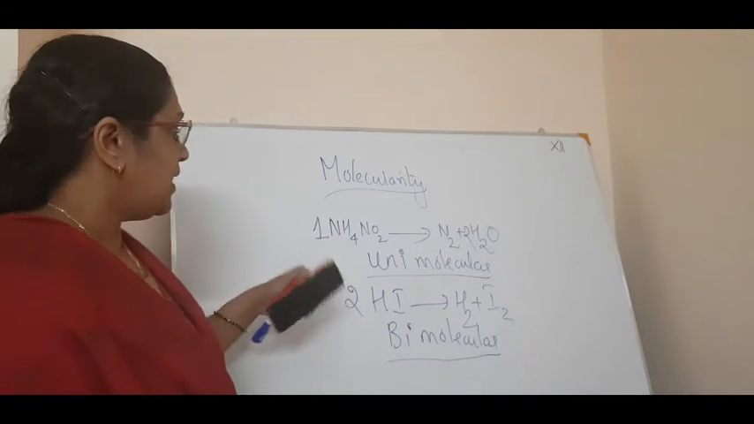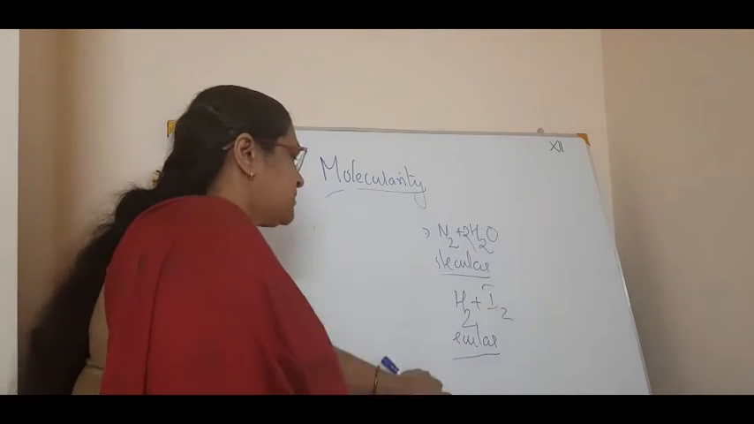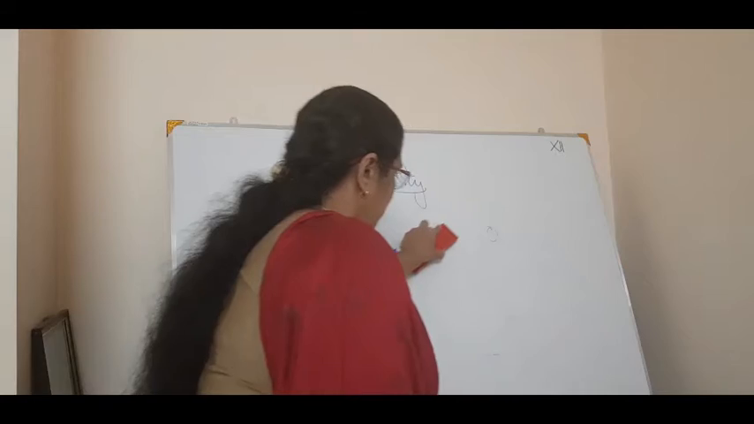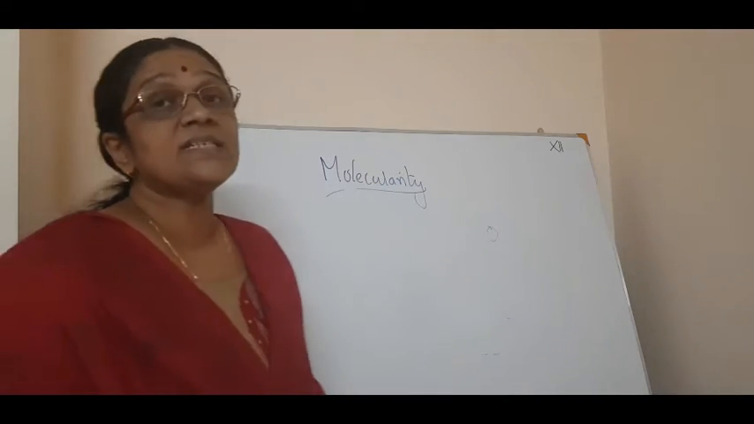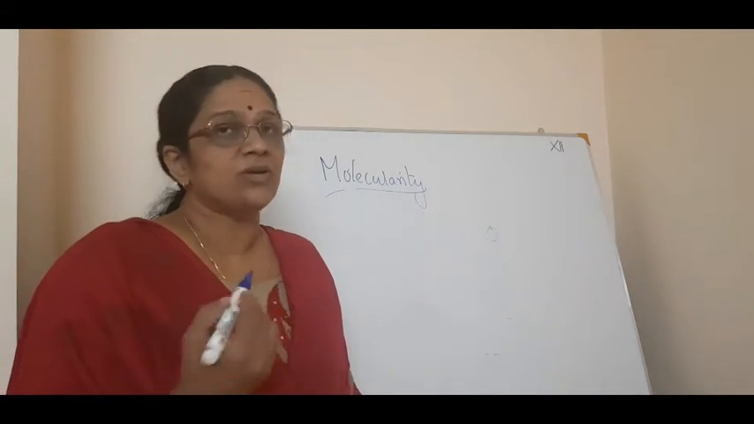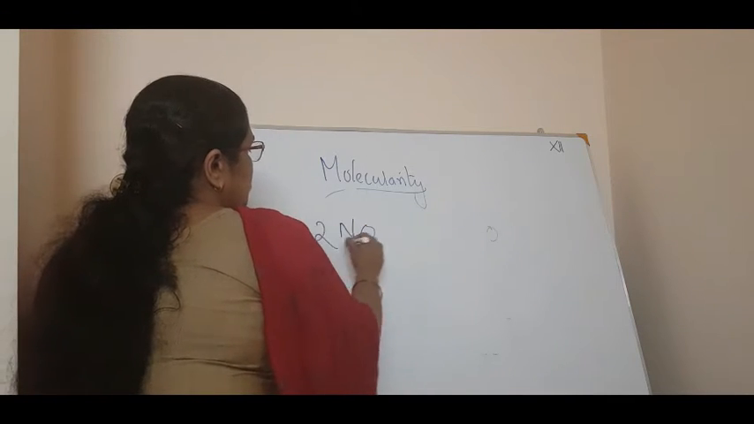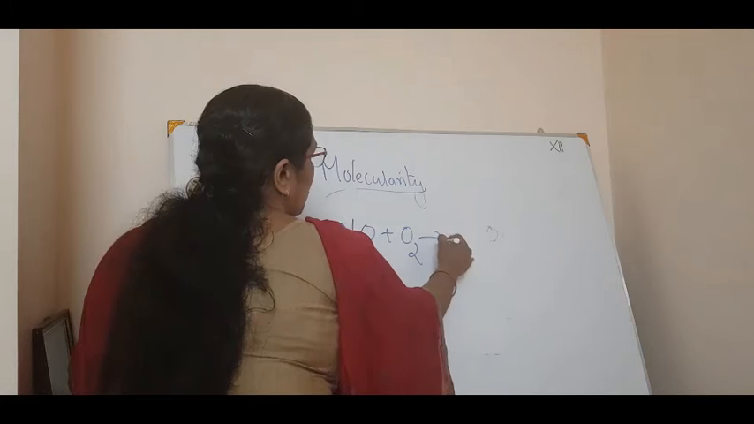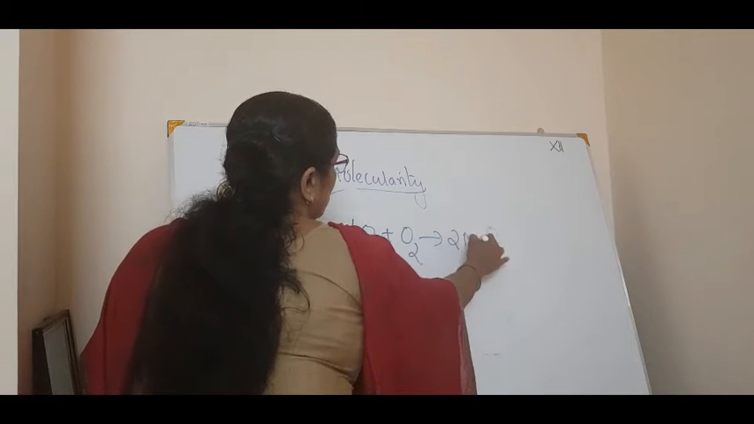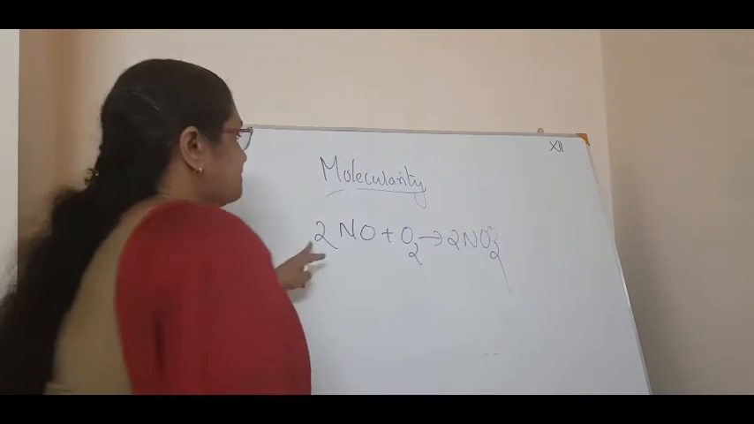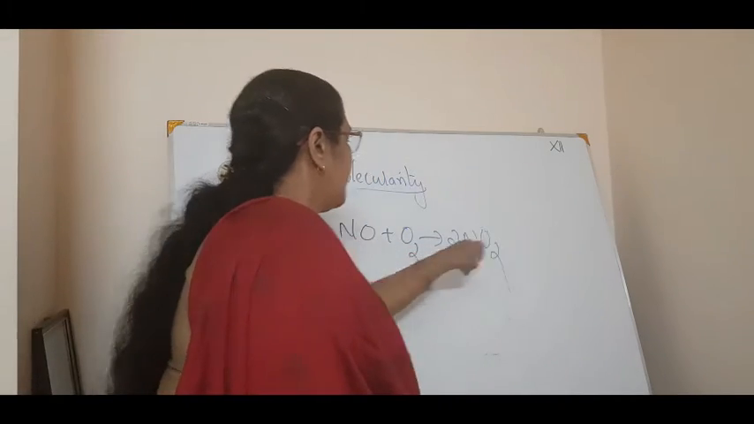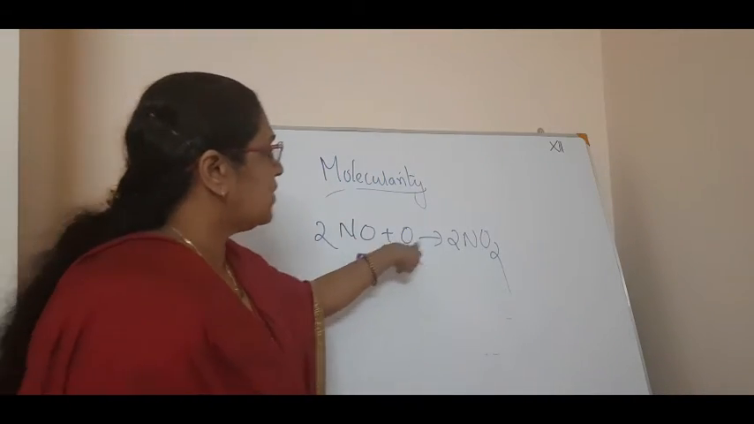Clear? Okay. Now coming to 3 molecules. For 3 molecules, what will you call it? For 3 molecules, you call it a trimolecular or termolecular reaction. For example, 2NO plus O2 giving 2NO2. See the reaction? 2NO plus O2 giving 2NO2.